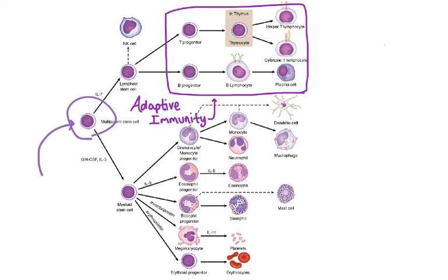It can become those macrophages that we talked about. The macrophages have got this precursor called a monocyte. This cell can become a neutrophil, which circulates through the blood.